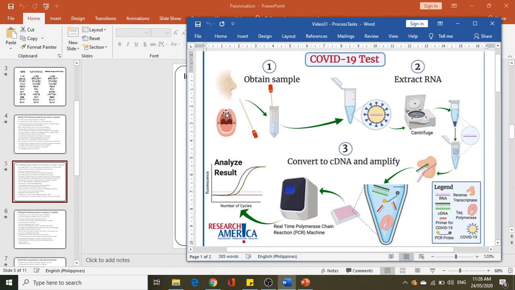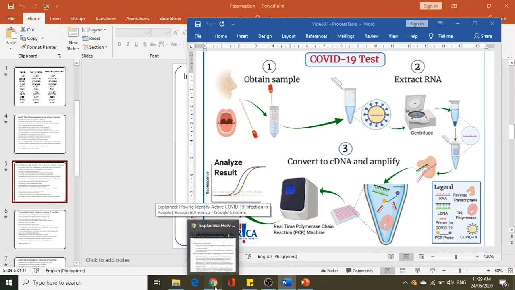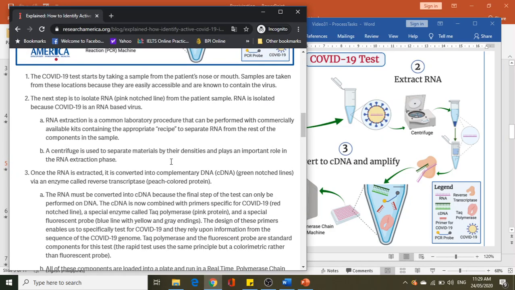The representation you see here, they are not the ones performing the action. The action is being performed on them. The one performing the action here is the one who is obtaining the sample, but he's not illustrated because he's not important in the passive voice. And then let's look at an actual description of this.